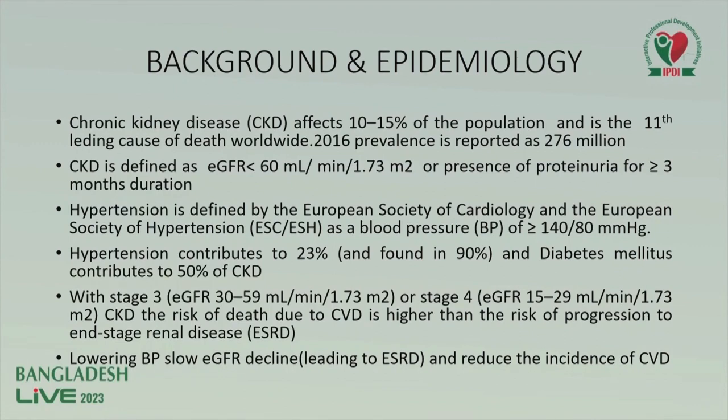So we all know that chronic kidney disease is an important cause of morbidity and mortality. It affects about 10 to 15% of the population, is the 11th leading cause of death, and the estimated prevalence is about 276 million. We all know the definition: the GFR should be less than 60 ml for at least 3 months, and the hypertension definition we all know.